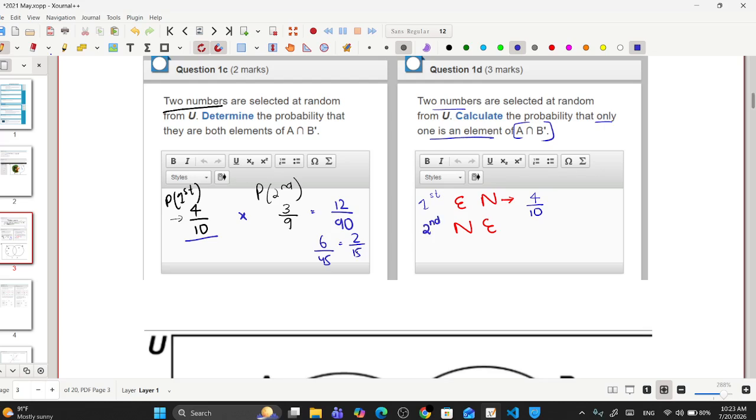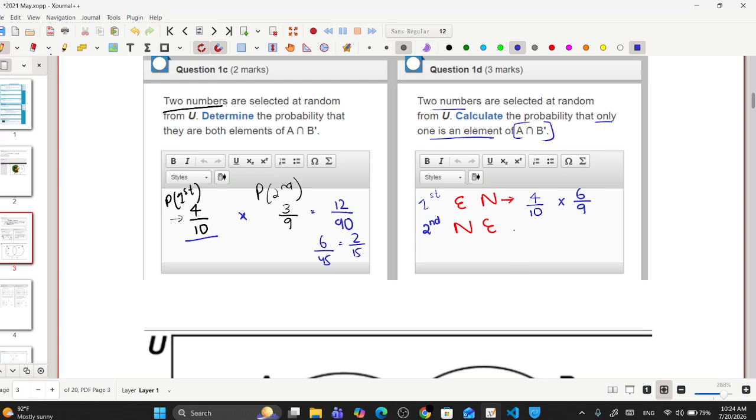In our first probability, we get a number on our first term, and the probability of us not getting a number would be 6 over 9. How? One value is going to decrease from the denominator, and there were a total of 6 numbers left. So this becomes 4 over 10 multiplied by 6 over 9.